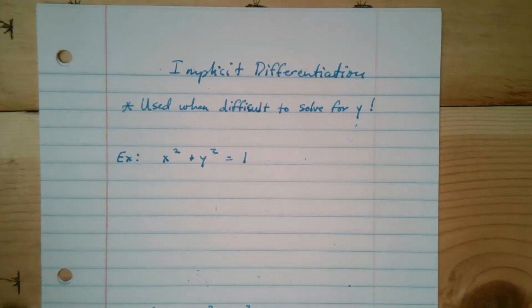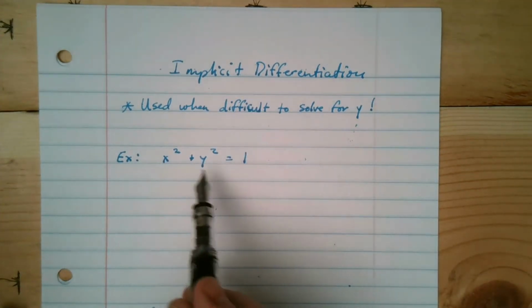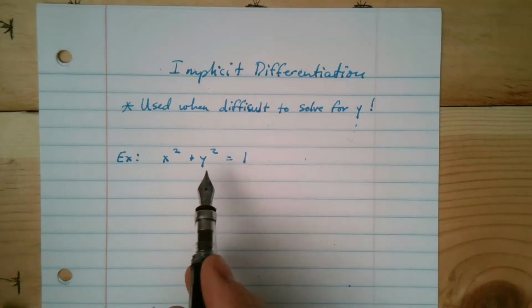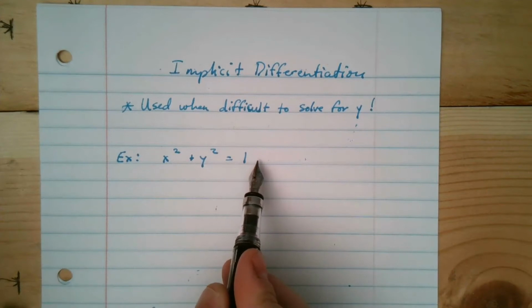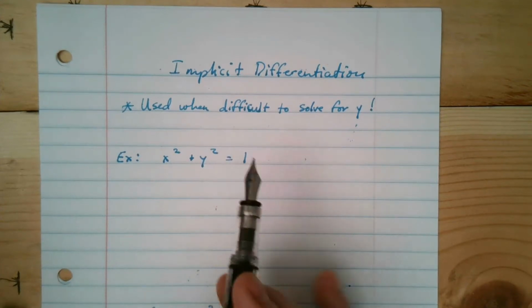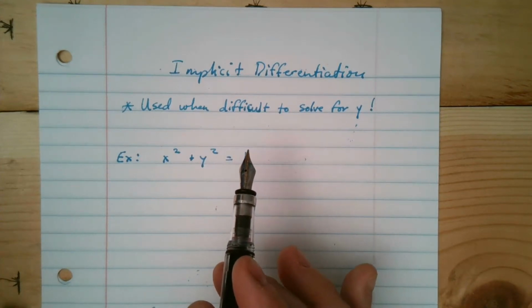All right, so tonight I want to talk about implicit differentiation in calculus. And implicit differentiation is used when it is difficult to solve for y. So now I'm going to start with a simple problem, and I'll explain why in a second. You could solve this for y by subtracting x squared from both sides and taking the square root. Okay, you absolutely could do that.